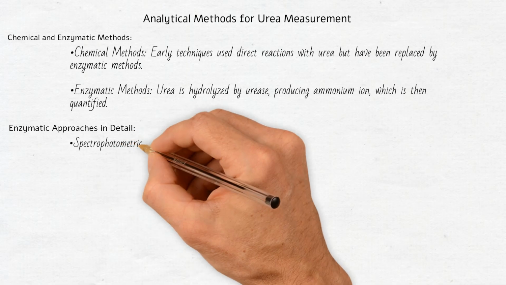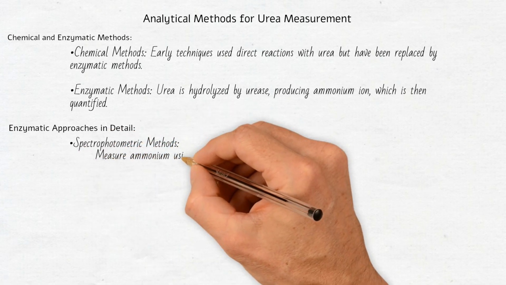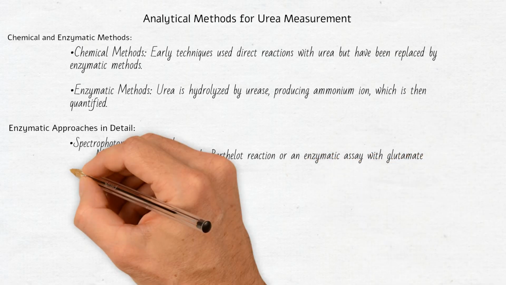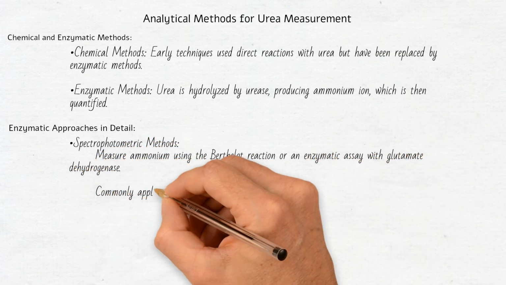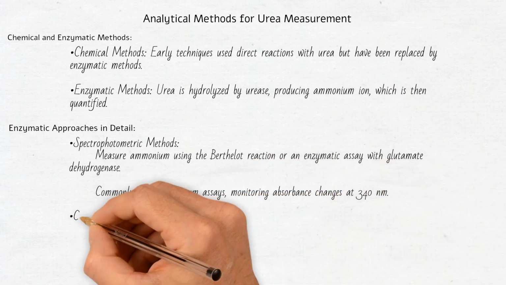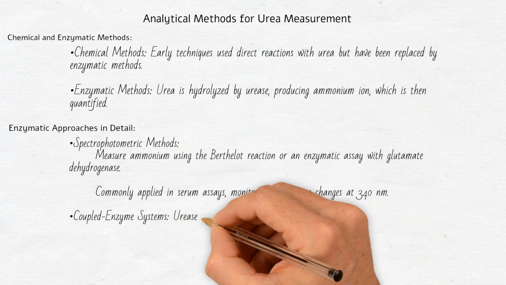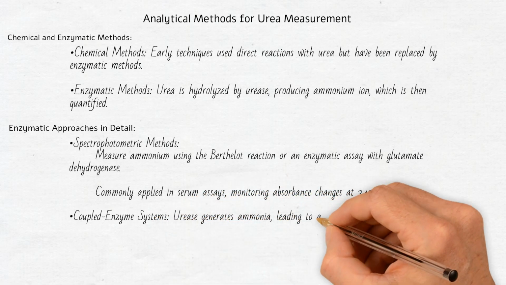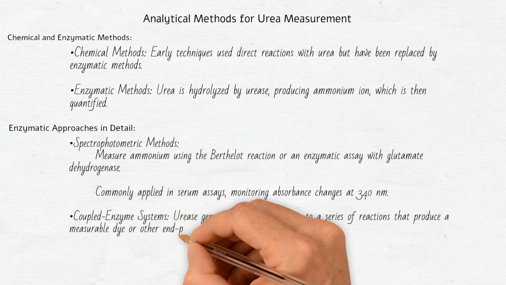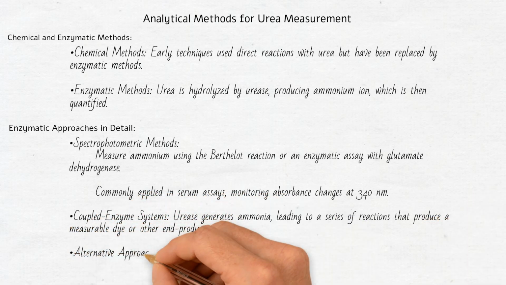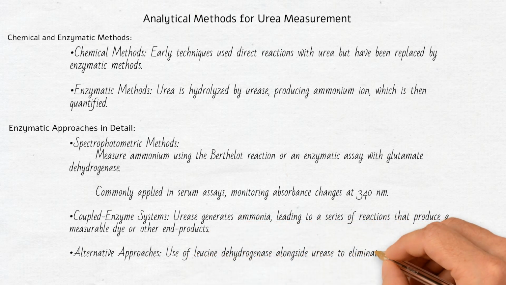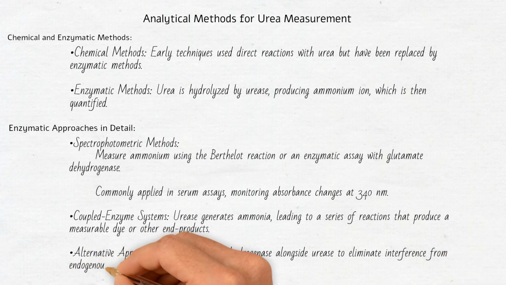Spectrophotometric methods. Measure ammonium using the Berthelot reaction or an enzymatic assay with glutamate dehydrogenase. Commonly applied in serum assays, monitoring absorbance changes at 340 nanometers. Coupled enzyme systems. Urease generates ammonia, leading to a series of reactions that produce a measurable dye or other end products. Alternative approaches. Use of leucine dehydrogenase alongside urease to eliminate interference from endogenous ammonium.